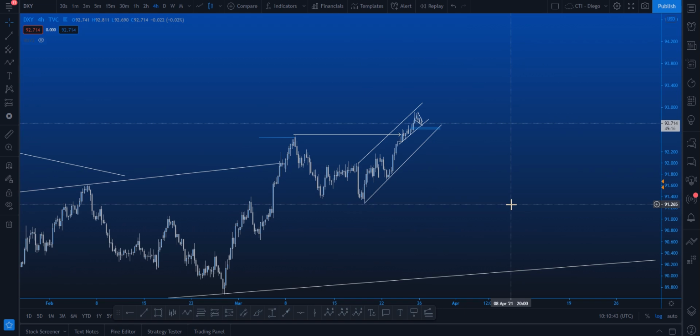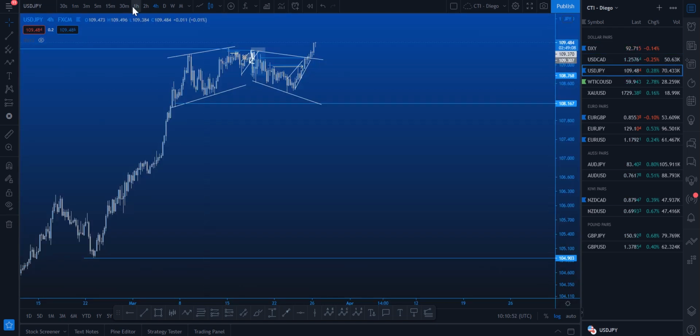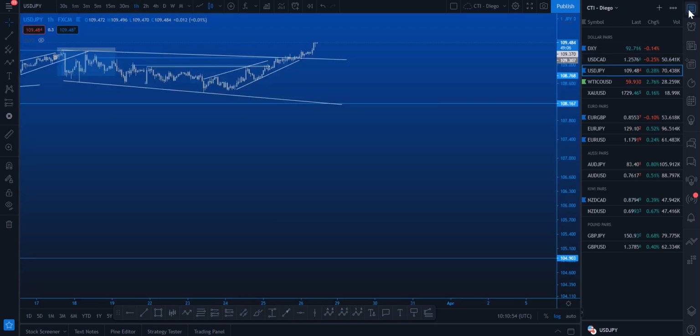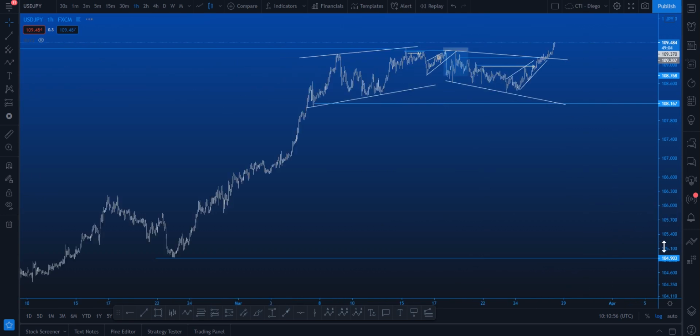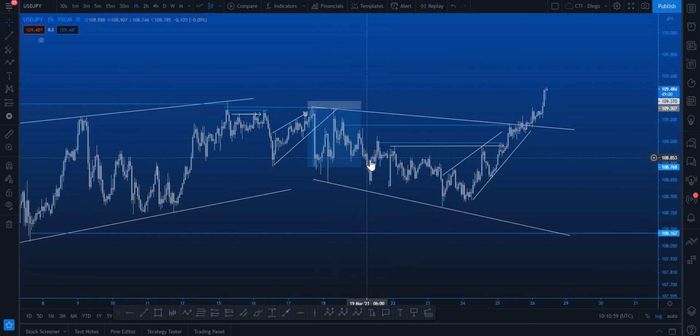We need some commitment and some confirmation from the buyers and the sellers. So next on the watch list is dollar yen. If we zoom into dollar yen, this was a trade taken recently over here. It was an 8R, which happened sometime last week.